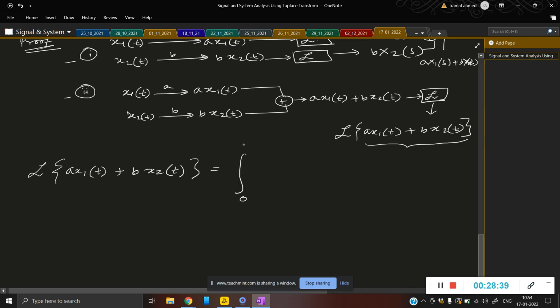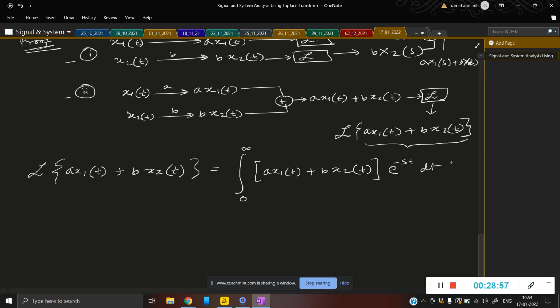That is 0 to infinite, a x1(t) plus b x2(t) into e to the power minus st dt. This is the Laplace transform. e to the power minus st dt will be multiplied and then integrated with respect to t.